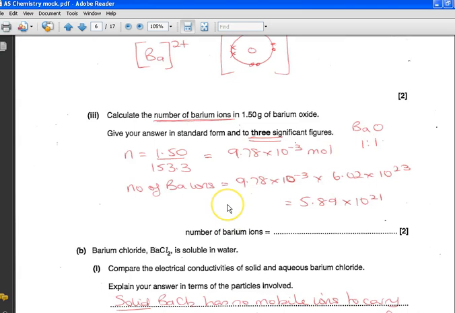Right, calculate the number of barium ions in 1.5 grams of barium oxide. The formula for barium oxide is BaO, so it's a 1-to-1 ratio of barium ions in this compound. So if we know the moles of barium oxide, we'll know the moles of barium. So basically we work out our moles and then we multiply by Avogadro's number, or Avogadro's constant, to give us the number of ions.